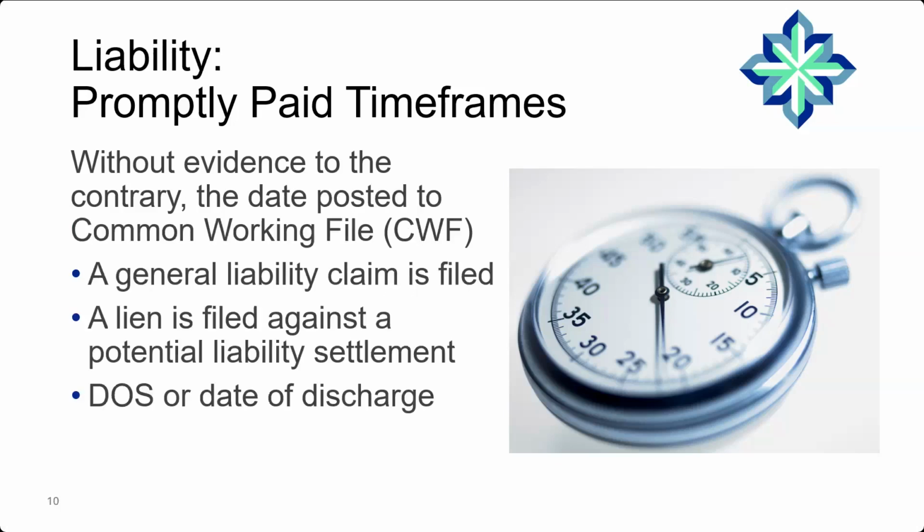For liability, the promptly paid period, again, without evidence to the contrary, is the date it posted to the common working file. So again, that's the date the claim posted to the common working file. So a general liability claim is filed, we look for that. A lien is filed against a potential liability settlement, and then the date of discharge or the date of service. So basically really look at the date of service.